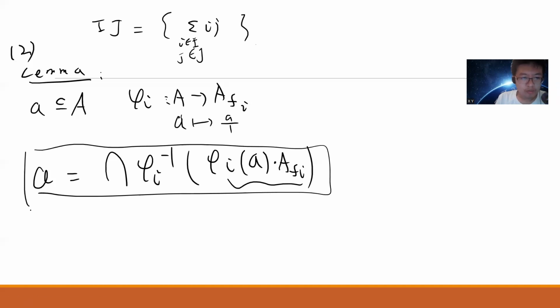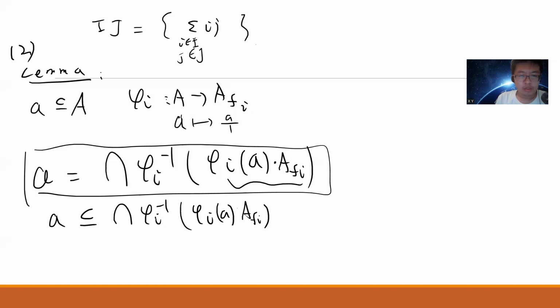Let's quickly prove it. Basically, a is a subset of this intersection. This is simple by definition: for fixed i, phi_i(a) is a subset of phi_i(a) times A_{f_i}, because these elements are a/1. So this one is trivial, and for each i, a will be a subset of the inverse image, so you can prove this.